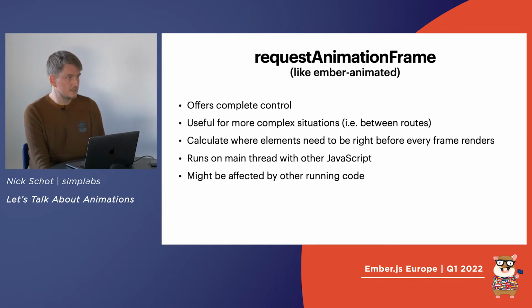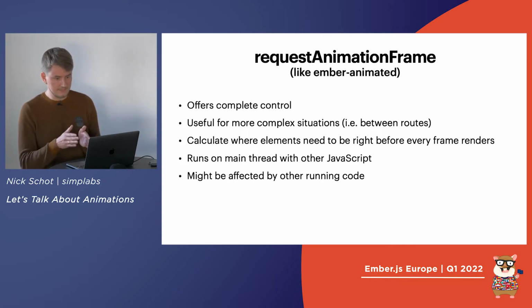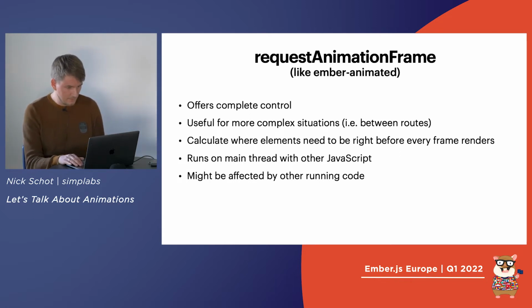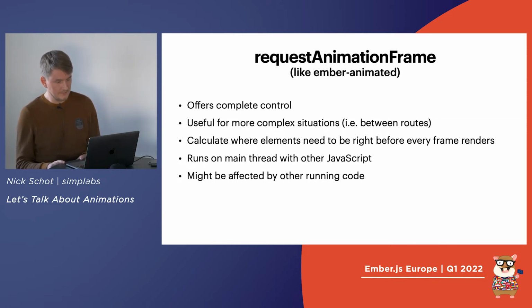And what most of these animation frameworks do is that they calculate where elements need to be right before every frame renders. So while the animation is running, every, what would it be at 60 FPS, 16.67 milliseconds, it's going to see what time it is, do a calculation, apply inline styles, etc. So this all happens in JavaScript, and we do direct DOM manipulation. And that means it might be affected by other running code. So if you're, for example, doing a page transition while also doing some kind of API request, which requires a lot of processing, your animation may start to stutter.